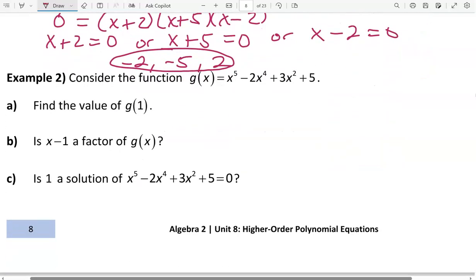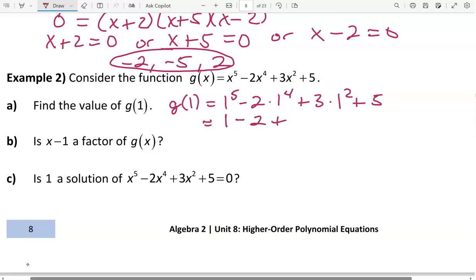Let's consider another function in example 2, g of x equals x to the 5th minus 2x to the 4th plus 3x squared plus 5. We're going to find the value of g of 1, and g of 1 is 1 to the 5th minus 2 times 1 to the 4th plus 3 times 1 squared plus 5. All those powers of 1 are equal to 1, so now we have 1 minus 2 plus 3 plus 5, which is equal to 8 minus 2 is 6, plus 1 is 7.